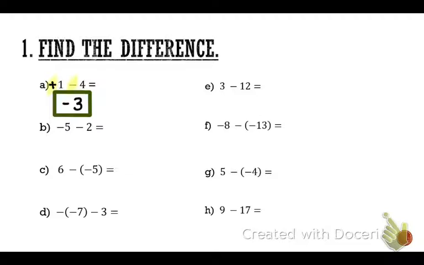Jonathan, negative 5 minus 2, directly underneath it. You guys are doing this with your pencil, so go ahead and put that red pen away, okay? Jonathan, what do we got? Same sign or different sign? Add the numbers, keep the sign. What do you get? Negative 7. Very good. Going on to the next one.